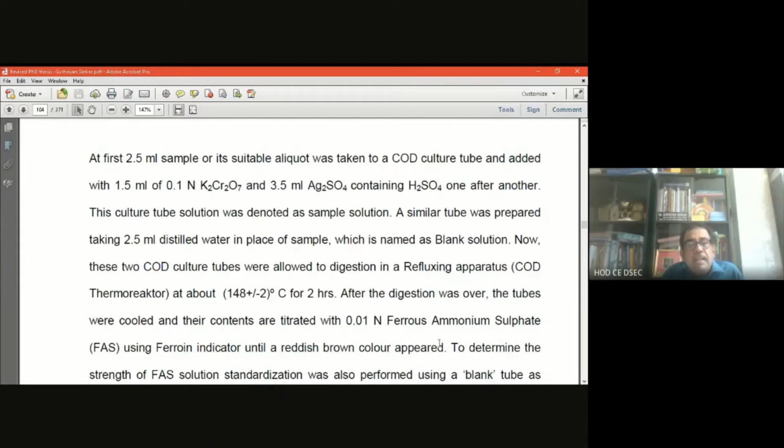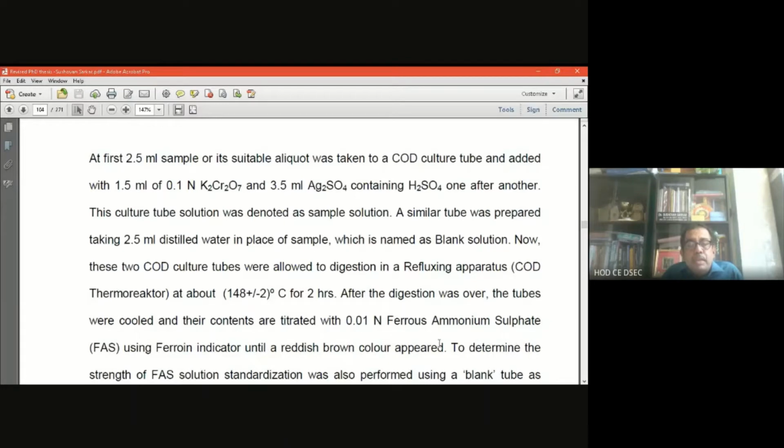Now this vial, the culture tube solution, is denoted as sample A, because you have taken the sample aliquot. A similar tube is prepared, but instead of the 2.5 milliliters of sample, you take 2.5 milliliters of distilled water, which is called the blank. So the blank solution and the sample solution, the two tubes, are prepared.